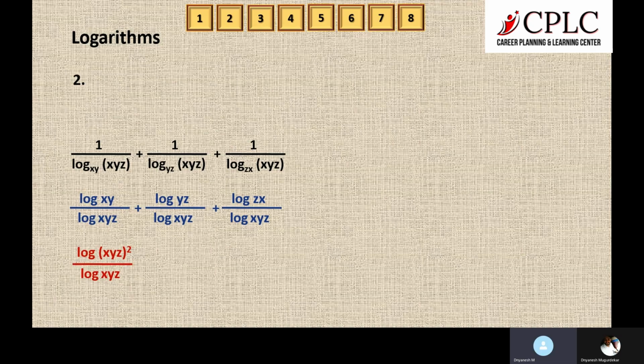Once we have this, the power will again come out to the beginning. That 2 in xyz raised to 2 will come at the starting part, and it will be 2 log xyz, and then log xyz will be cancelled.